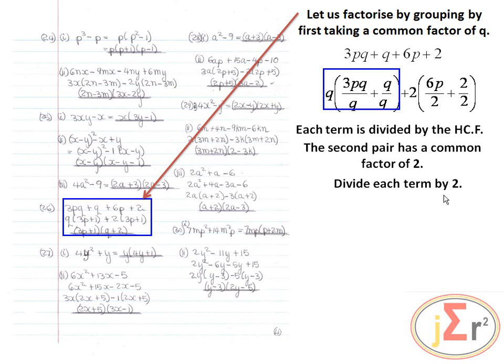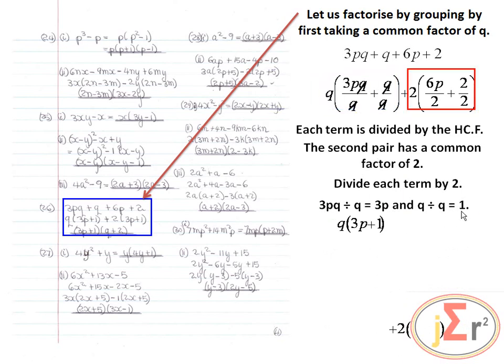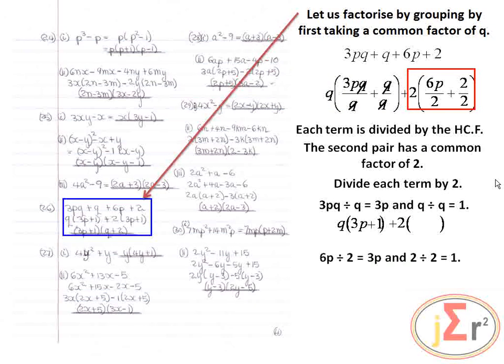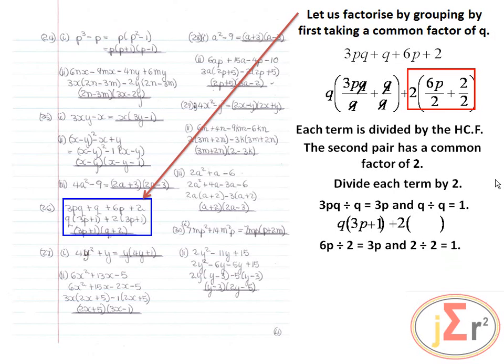But let us take a look at this one first. So we have 3p, q divided by q is 3p, and q divided by q is 1. So those q's are gone, 3p. And those q's are gone, anything divided by itself is 1. Over here, we do the same. 6p divided by 2, and 2 divided by 2. 6p divided by 2 is 3p, and 2 divided by 2 is equal to 1. So 3p and 1.